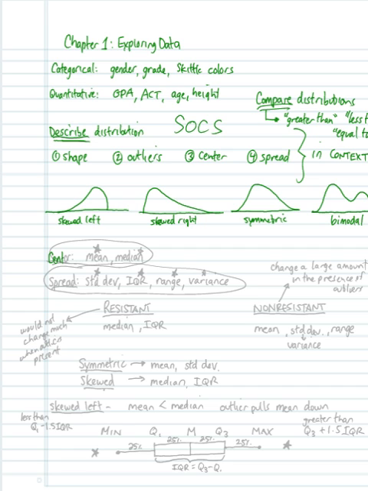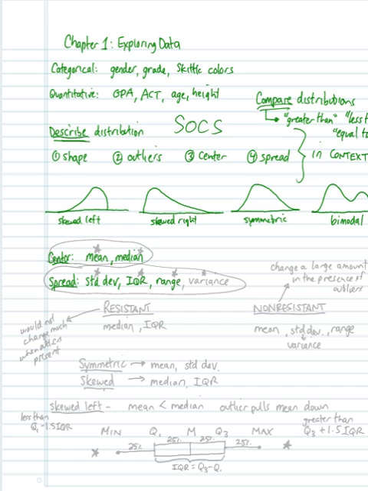And first we need to understand what those terms mean, resistant and non-resistant. And I think I'm going to start with non-resistant. If a measure is non-resistant, that means it will not resist changing when an outlier is present. In other words, if there is an outlier, it's going to have a big impact on that particular value. So we're going to say that for a non-resistant measure, our value would change a large amount in the presence of outliers.